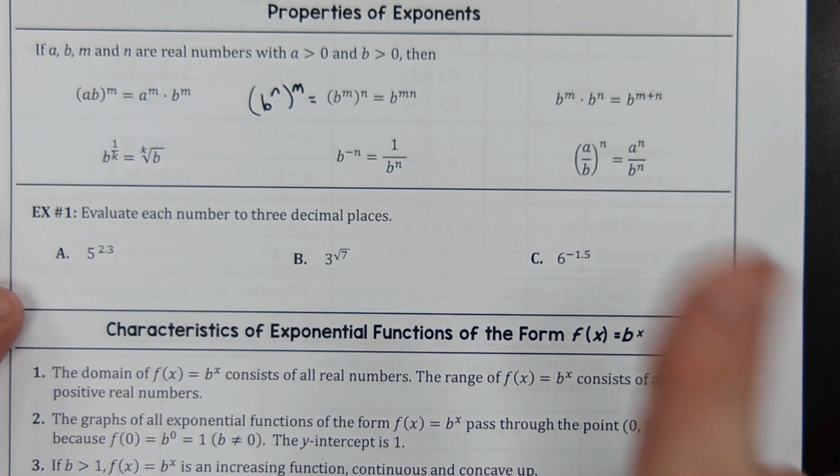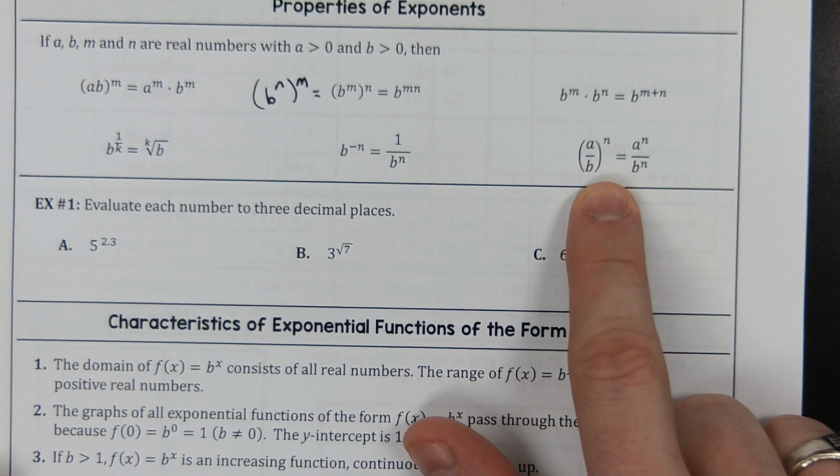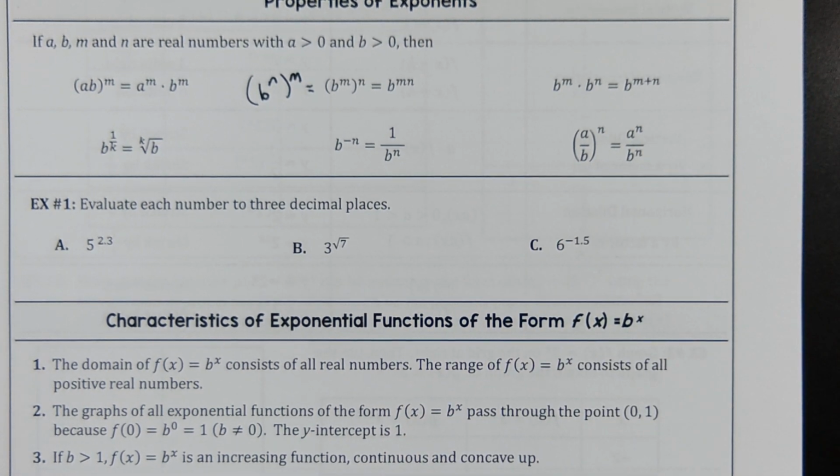And lastly, basically the same property as that. But instead of saying a product to a power, we have a quotient to a power. Both the top and the bottom get that exponent. Alrighty? All that is old Algebra 2 review.